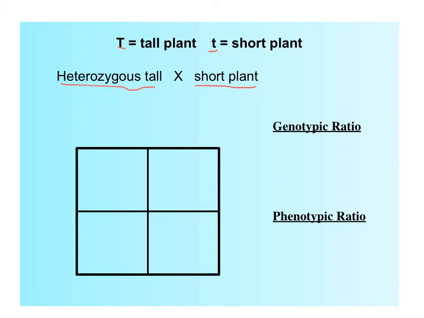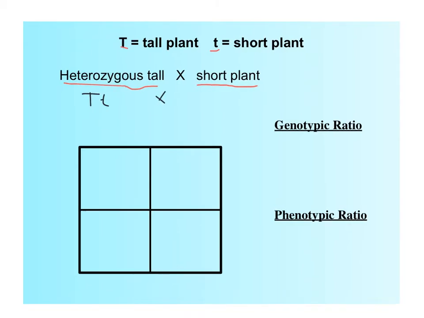Hetero means different, so I know I'm going to have 2 different T's here. So it's going to be a big T and a little t. And we're going to cross that with a short plant. Now, since short is recessive, I know the only way you can have a recessive or a short plant is they got to have 2 little t's, 2 recessive alleles. So there we go. We have the 2 genotypes of the parents. Big T, crossed with a little t.